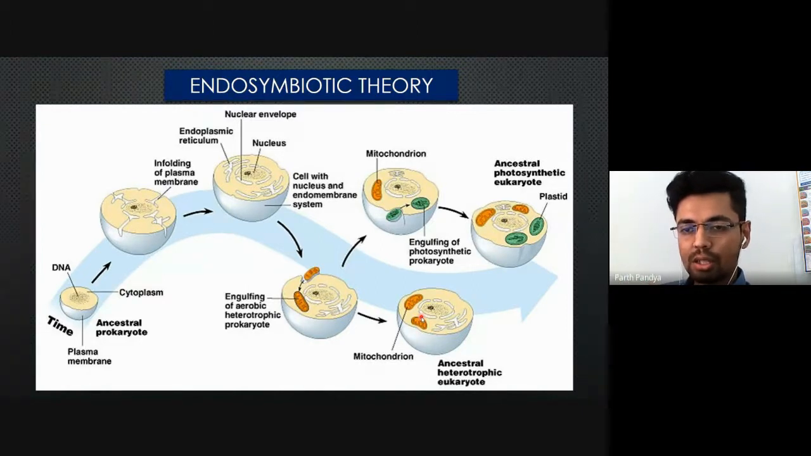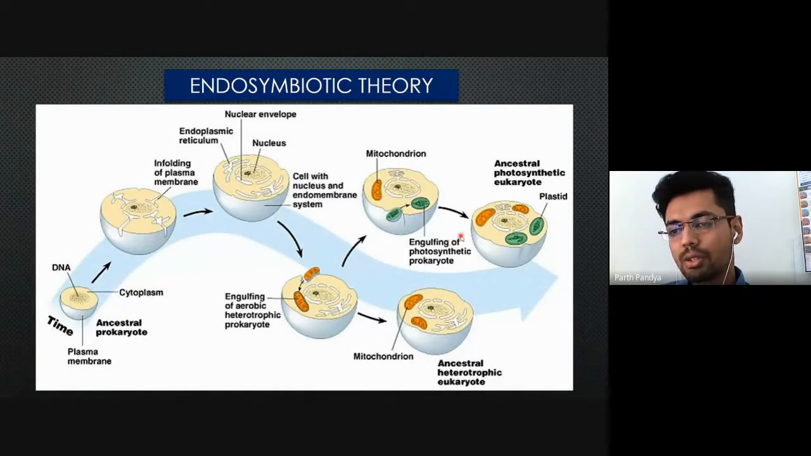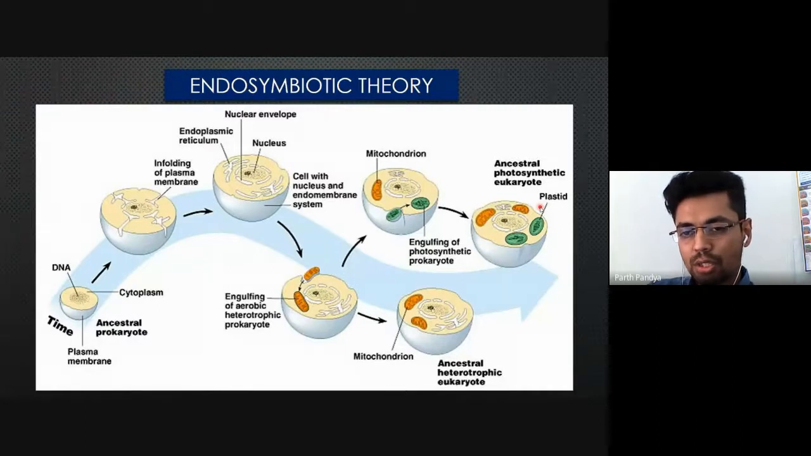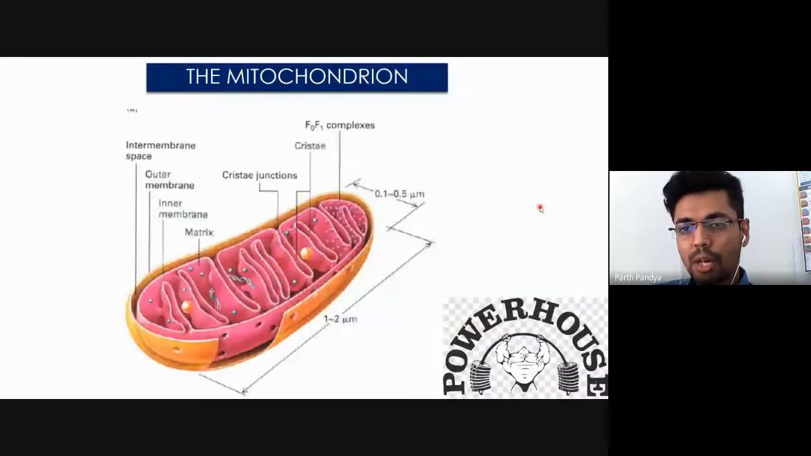Likewise, let us assume that the ancestor prokaryote has engulfed a photosynthetic prokaryote. This photosynthetic prokaryote remains in the cell and develops into a plastid, and that plastid, as we know, is nothing but a chloroplast. So with this, we are moving ahead with the mitochondrion.